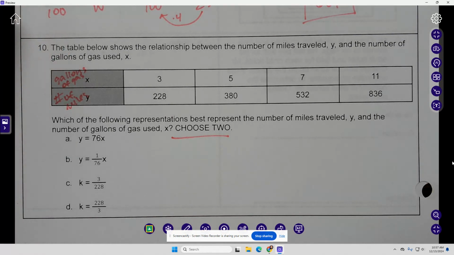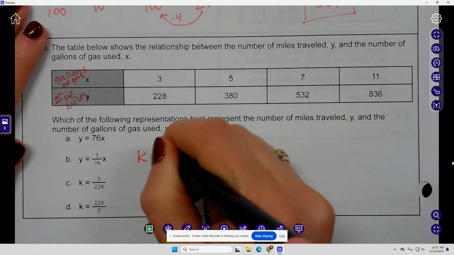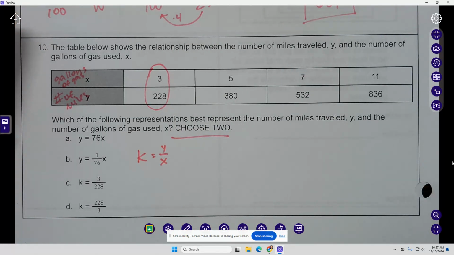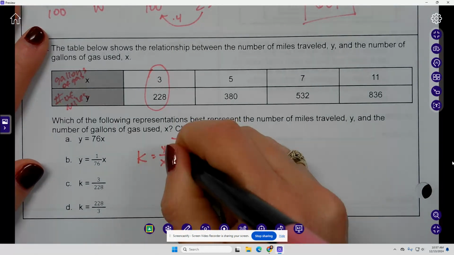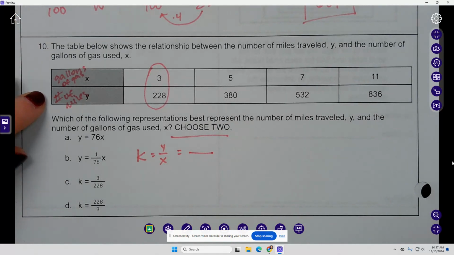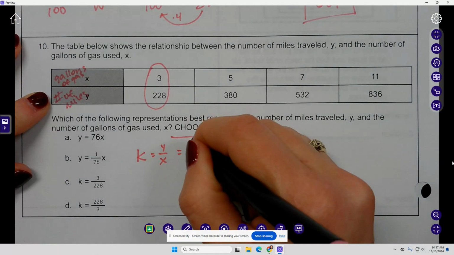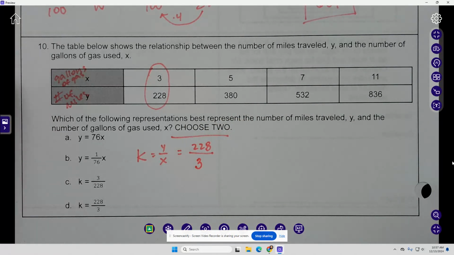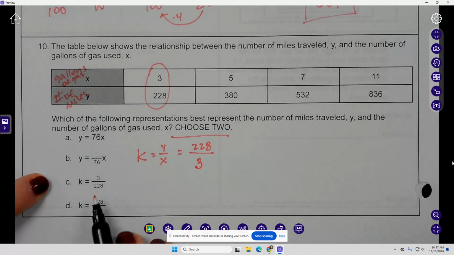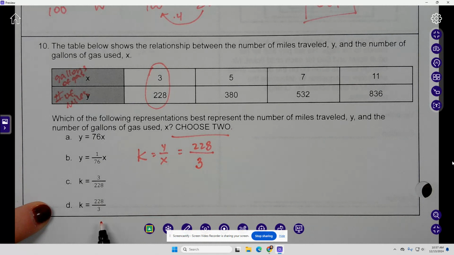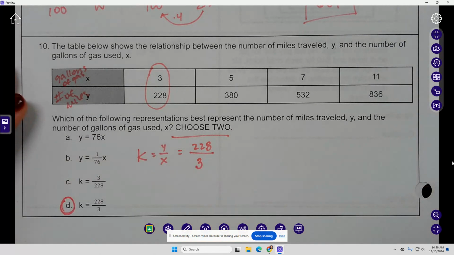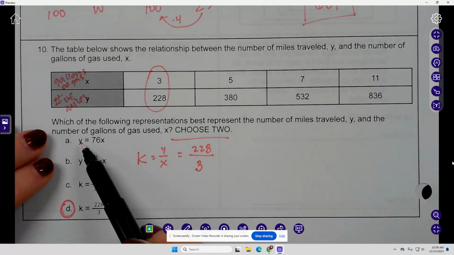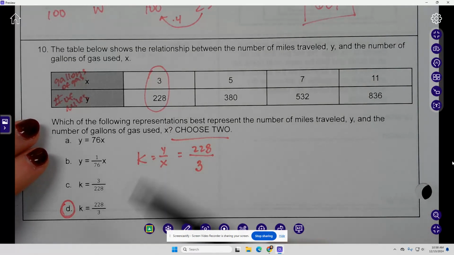So we're going to have to solve 2 different things here. The first thing that we should do is solve for K. So remember, K equals Y over X. So you have to choose one column, and I'm going to go ahead and plug this in. My Y value of the column that I chose was 228. So that goes on top. And X is 3. So does that match an answer choice? K equals 3 over 228? No. K equals 228 over 3. Yes.